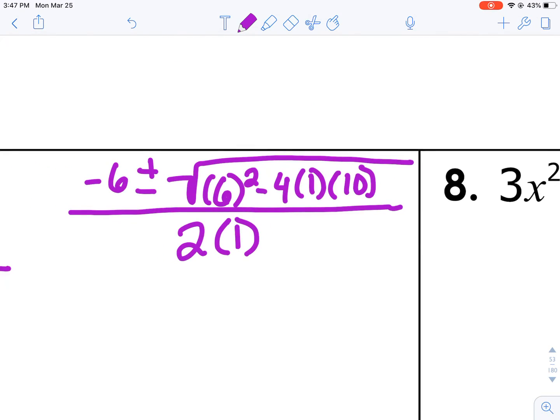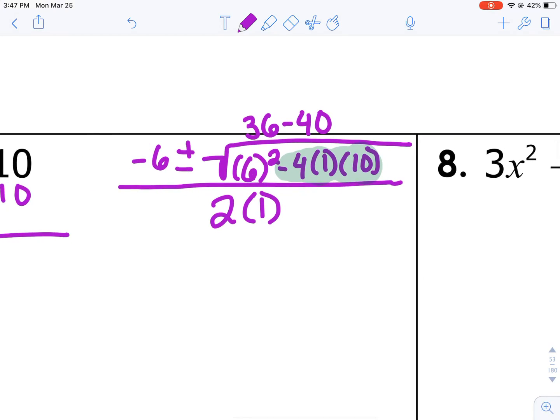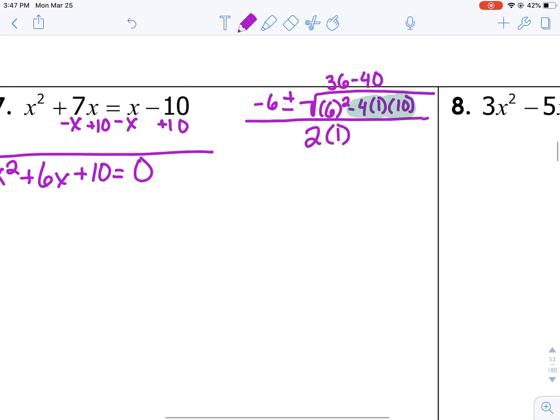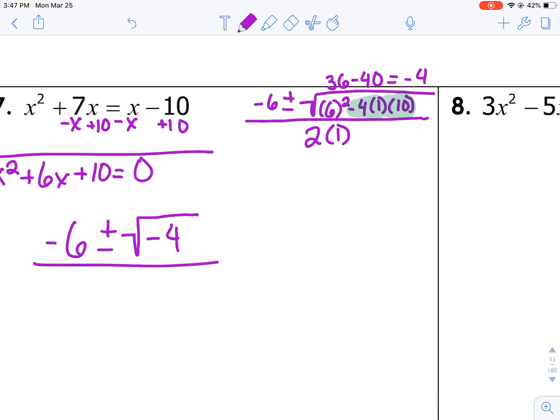So when I look at this, 6 squared is 36. Negative 4 times 1 is negative 4. Negative 4 times 10 is negative 40. So that leaves me with negative 6 plus or minus the square root of 36 minus 40, which is negative 4, over 2 times 1, which is 2.